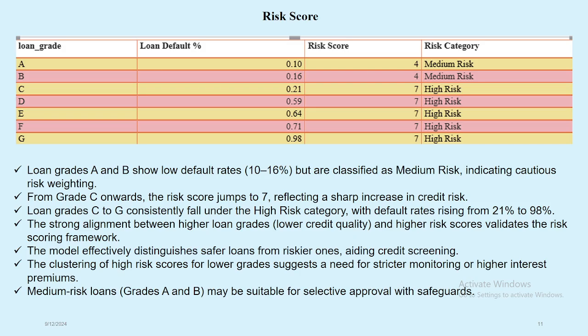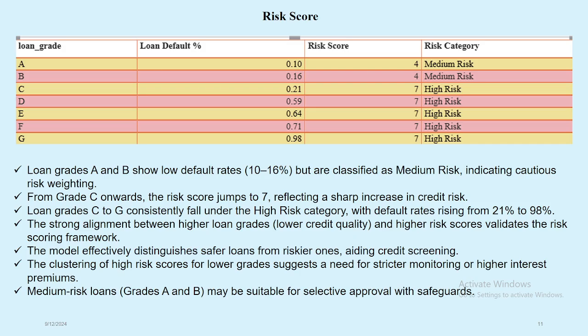It means from grade C onwards, the risk score jumps to 7, reflecting a sharp increase in credit risk. So loan grades C to G consistently fall under the higher risk category with default rate rising from 21% to 98%. The strong alignment between lower loan grades and higher risk scores validates the risk scoring framework. Also, this model effectively distinguishes safer loans from riskier ones, aiding credit screening.